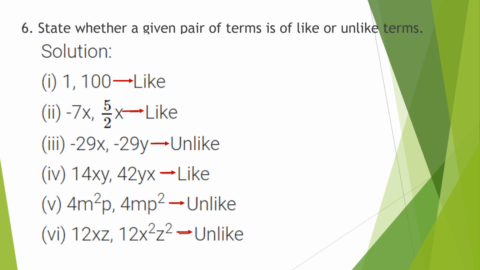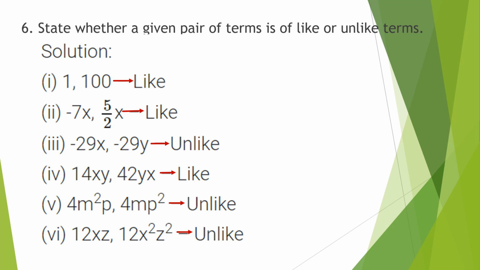Now we move to question number 6. State whether a given pair of terms is of like or unlike terms. 1, 100. Both are constants. That means if they have to check the like terms, that means they have the same variable and have the same power. Here both are constants, so definitely it is like term. Second question, minus 7x and 5 by 2x. Not considering the numerical part, variable is x, power is also same, so it is like term.